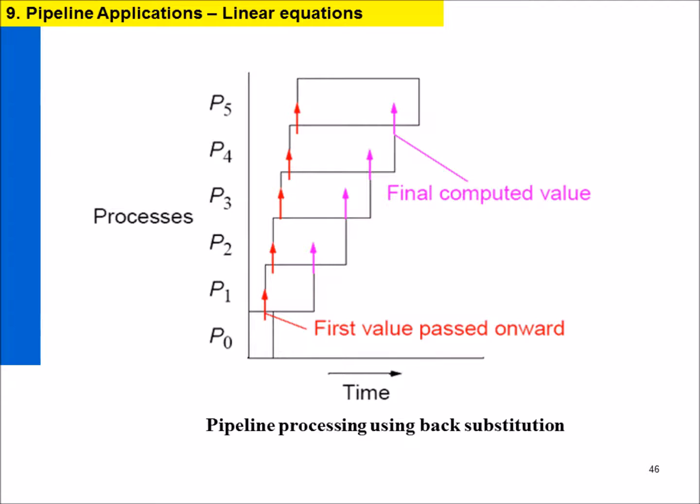Here's the timing diagram that I mentioned earlier. You see how process 0 passes the first value onwards, while process 1 can get started while process 0 finishes up, and meanwhile process 1 passes the value on to process 2 and it keeps going, and process 2 can get started, and so on until you get the final computed value at process 5.